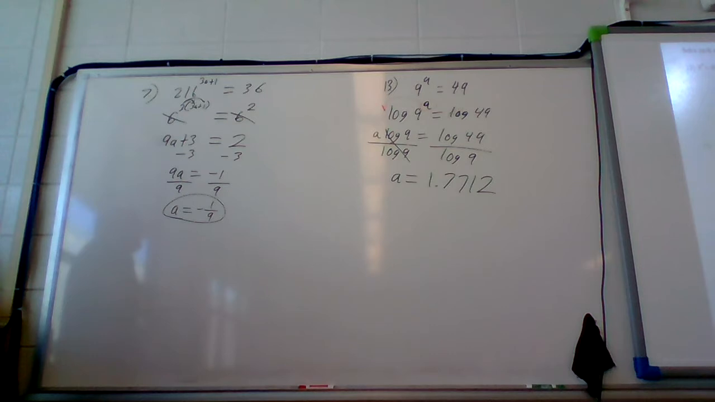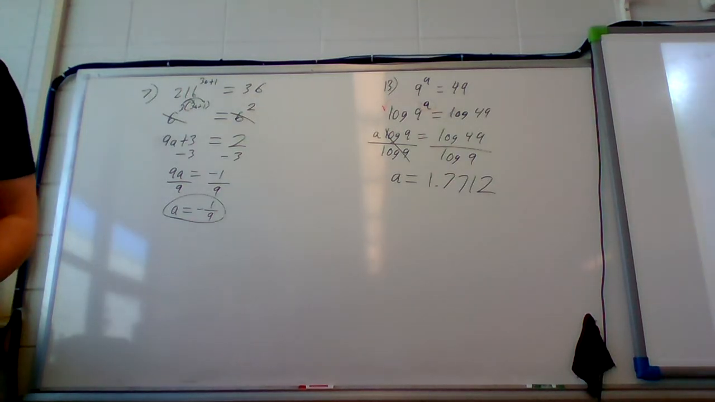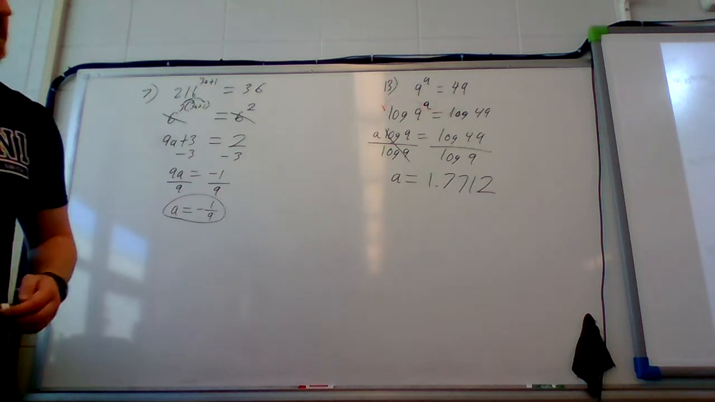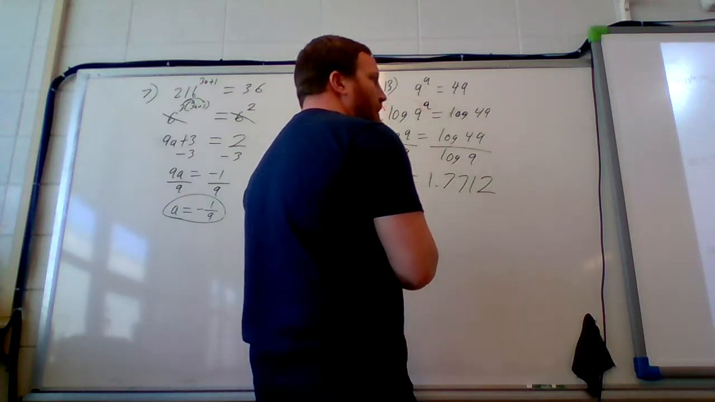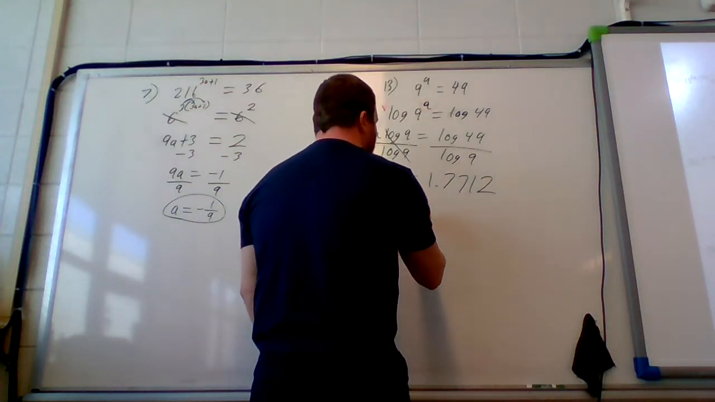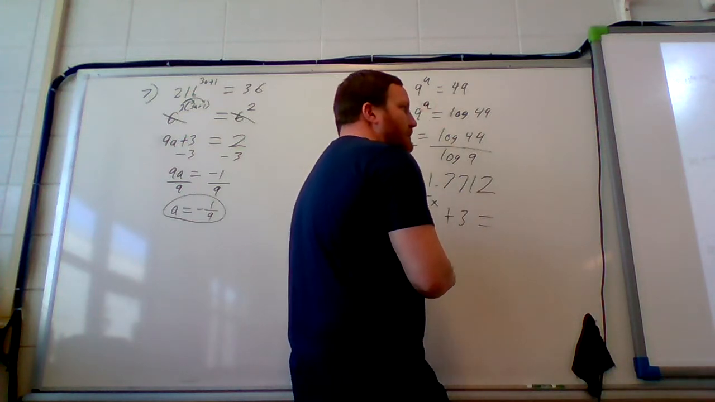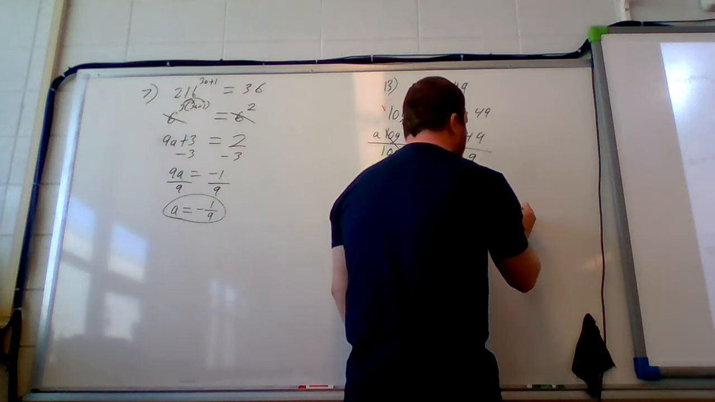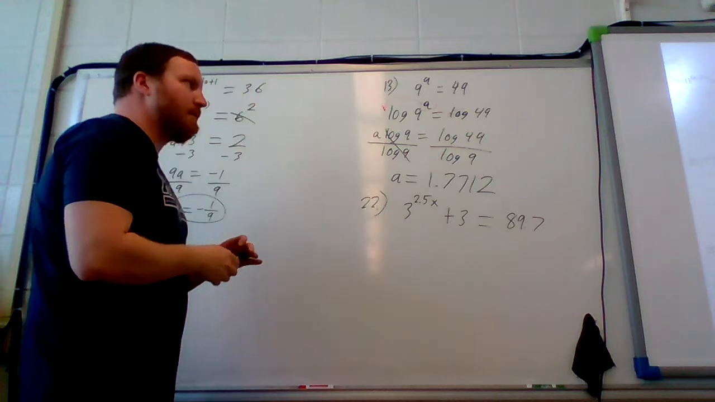Pick 2 more of those that you want to do. 22. So we have 3 and 2.5x plus 3 equals 89.7. Okay, so this one's a little bit more complicated.